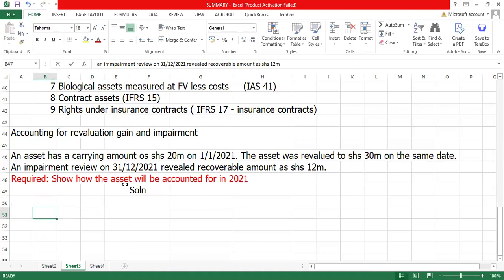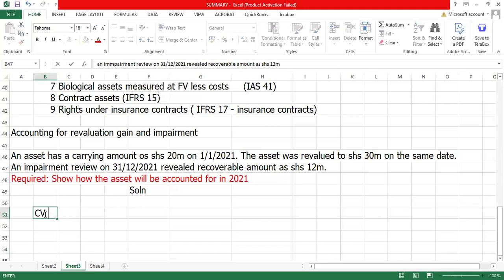When they say show how the asset will be accounted for in 2021, it means that here they are not specific. You can look for what will be recorded in the income statement and the balance sheet. So here you will need to do some workings.